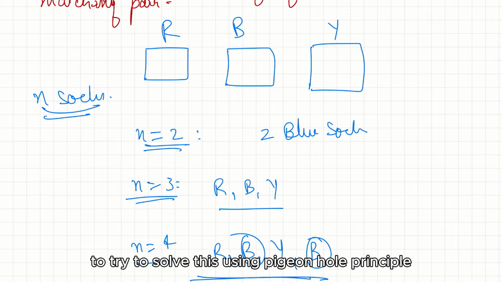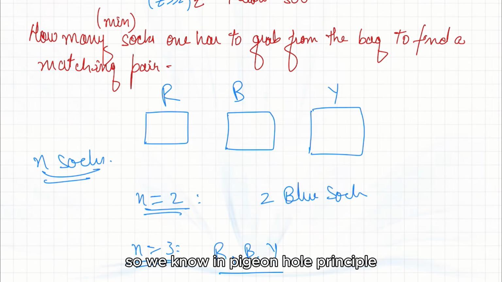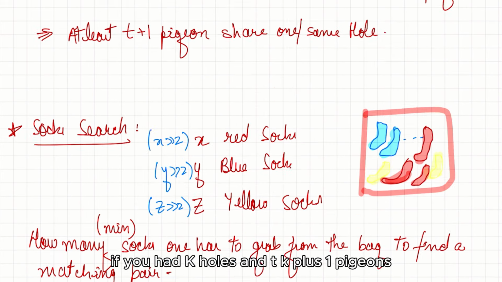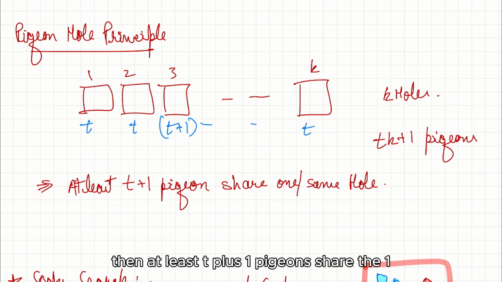But now let's also try to solve this using the pigeonhole principle real quick. So we know in the pigeonhole principle, if you had k holes and tk plus 1 pigeons, then at least t plus 1 pigeons share the same hole. Okay.